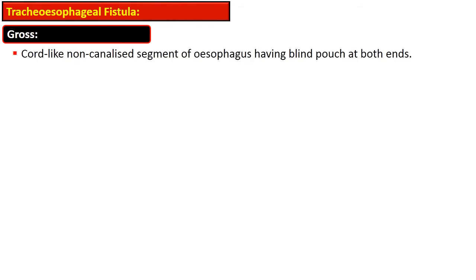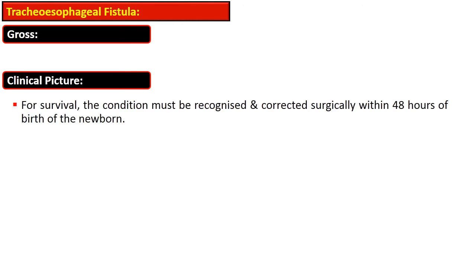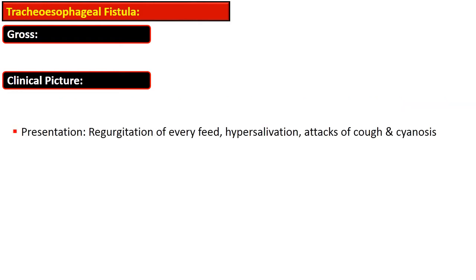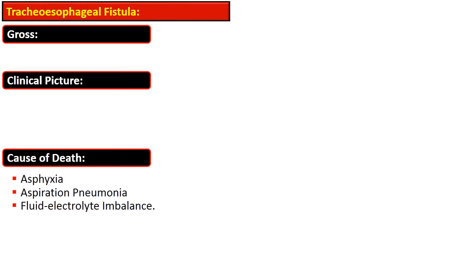The esophagus grossly is a cord-like and non-canalized segment with a blind pouch at both ends. Clinically, it is important to recognize this condition very early and to correct it surgically within 48 hours of the birth of the newborn. It usually presents with regurgitation of every feed, hypersalivation, attack of cough, and cyanosis. The causes of death in this condition are asphyxia, aspiration pneumonia, and fluid and electrolyte imbalance.